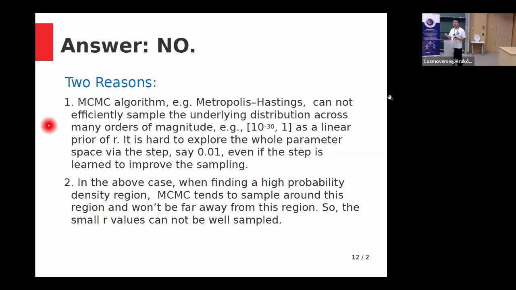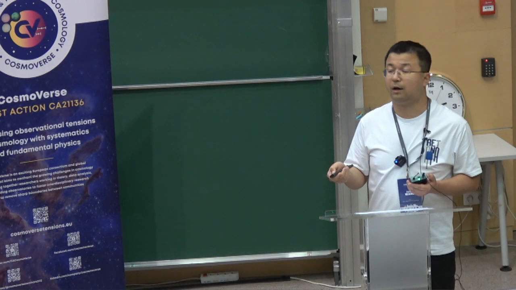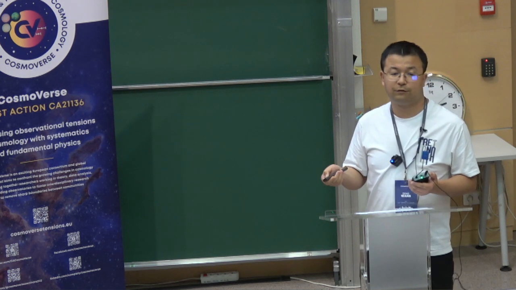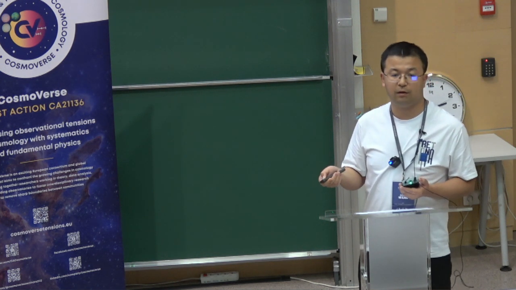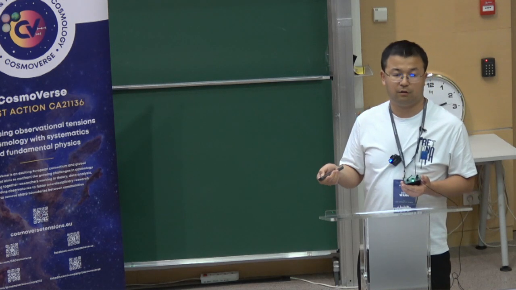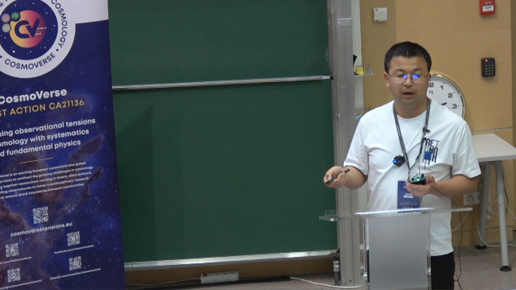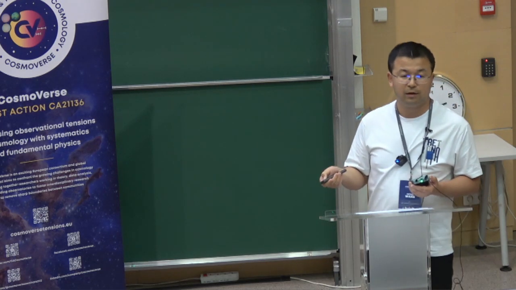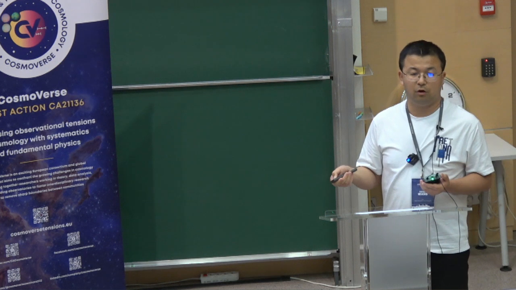So, but is this the real finding? I think no, because there are 2 main reasons. Because the MCMC algorithm can't efficiently sample the underlying distribution across many orders of magnitude, for example, 10 to the minus 30 to 1 as a linear prior of the tensor-to-scalar ratio. It's hard to explore the whole parameter space via the step.